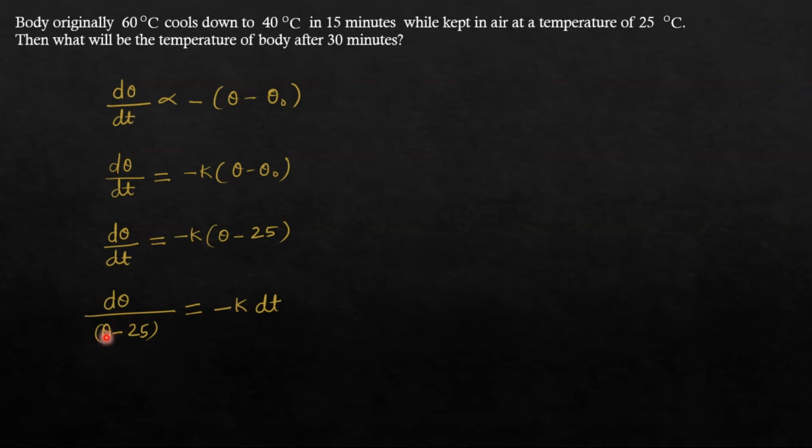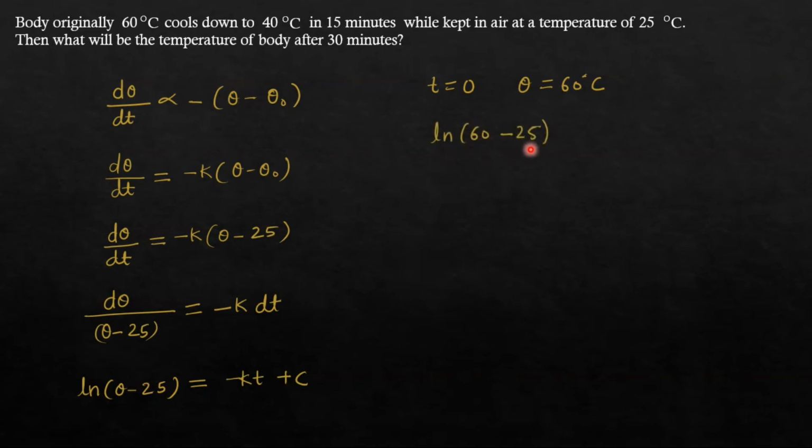The integration of 1 by theta minus 25 will be ln of theta minus 25, and the integration of the constant will be minus kt plus c, where c is the arbitrary constant of integration. Now in order to find the constants k and c, we will use the given conditions. At time t equal to 0, the body temperature was 60 degrees centigrade. Putting the value of theta in this equation, ln of 60 minus 25 is equal to minus k into 0 plus c. So 60 minus 25 is 35, and the value of c is ln 35.